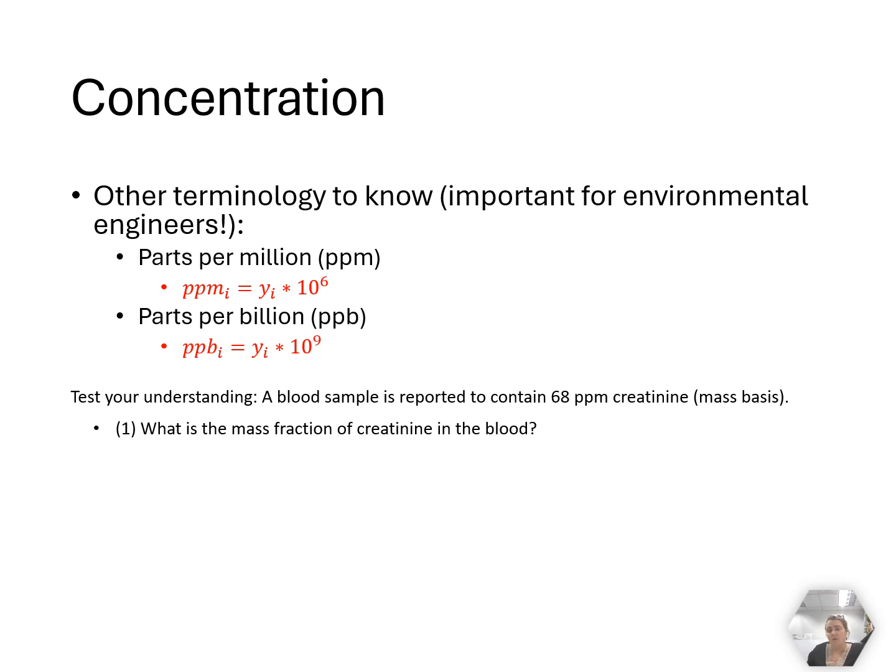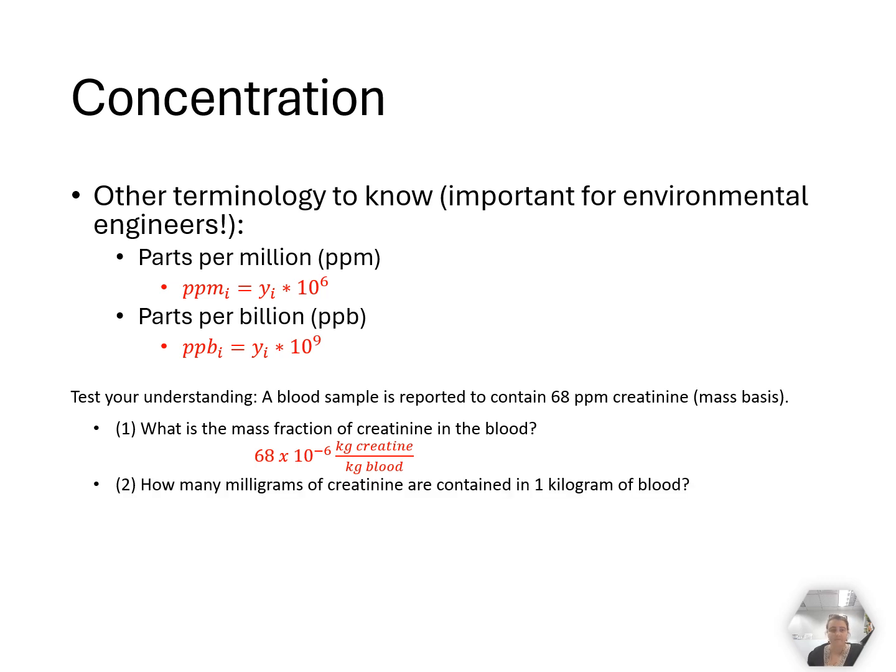So let's take a quick test of your understanding. Let's say that we have a blood sample reported to contain 68 ppm of creatine on a mass basis, and we want to know what the mass fraction in the blood is. Well, we know that parts per million is defined as your mass fraction times 10 to the 6th. So what we can do is rearrange and find that we're going to have 68 times 10 to the negative 6th kilograms of creatine per kilogram of blood. And remember, that's a mass fraction because it's kilograms of something per kilogram total.